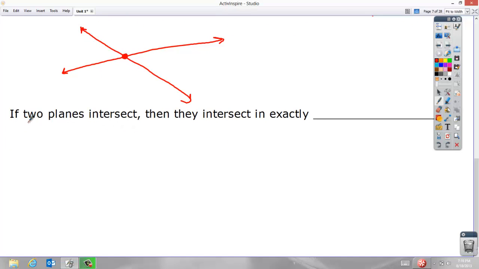All right, last one, definitely the hardest to visualize, impossible to draw. I don't draw these well at all, but I'm going to take a shot at it for you. If 2 planes intersect, then they intersect in exactly. Let's go ahead and do our drawing. We can see what it looks like.